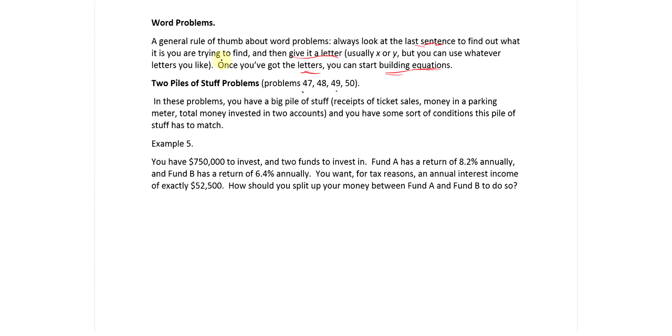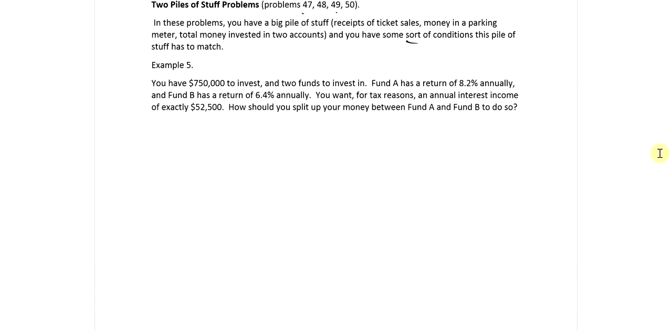So in all these problems, you have a big pile of stuff. Right, money in a parking meter, money invested into accounts. One of the problems is about ticket sales. And you split the pile of stuff into two piles, and then there's some kind of conditions that the pile of stuff has to match, which are the equations you're looking for. So here's a typical problem. You have $750,000 to invest and two funds that you can invest in. Fund A returns 8.2% annually. Fund B returns 6.4% annually.